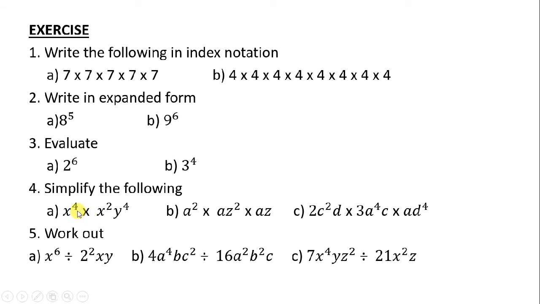What are you supposed to do? Add the powers when the bases are the same. So you group them according to the bases and add the powers. Last but not the least, work out. We have x to the power 6 divided by 2 squared xy. Then we have 4a to the power 4 b c squared divided by 16a squared b squared c. And then we have the last one, 7x to the power 4 yz squared divided by 21x squared z.